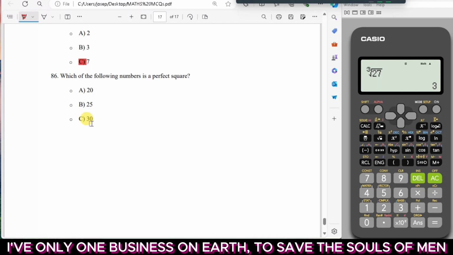Now 86, which of the following numbers is a perfect square? A perfect square is when you take the square root of the number, it will not give you any remainder, right? When I take the square root of 20, it will give me decimals. So it means the correct answer will be 25, because the square root of 25 is 5. So our correct answer here is B.